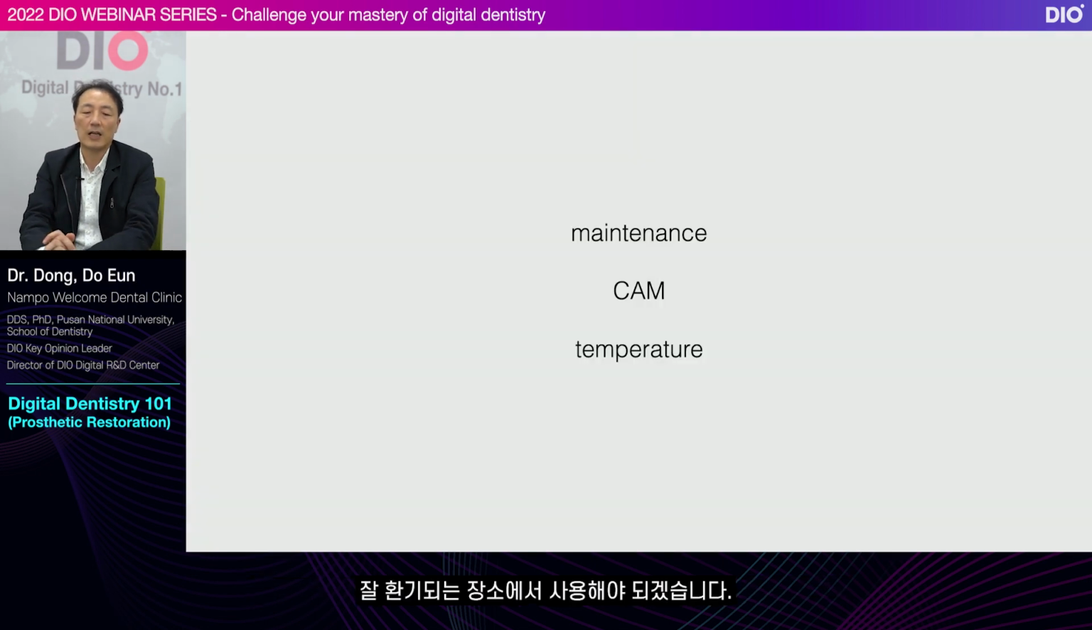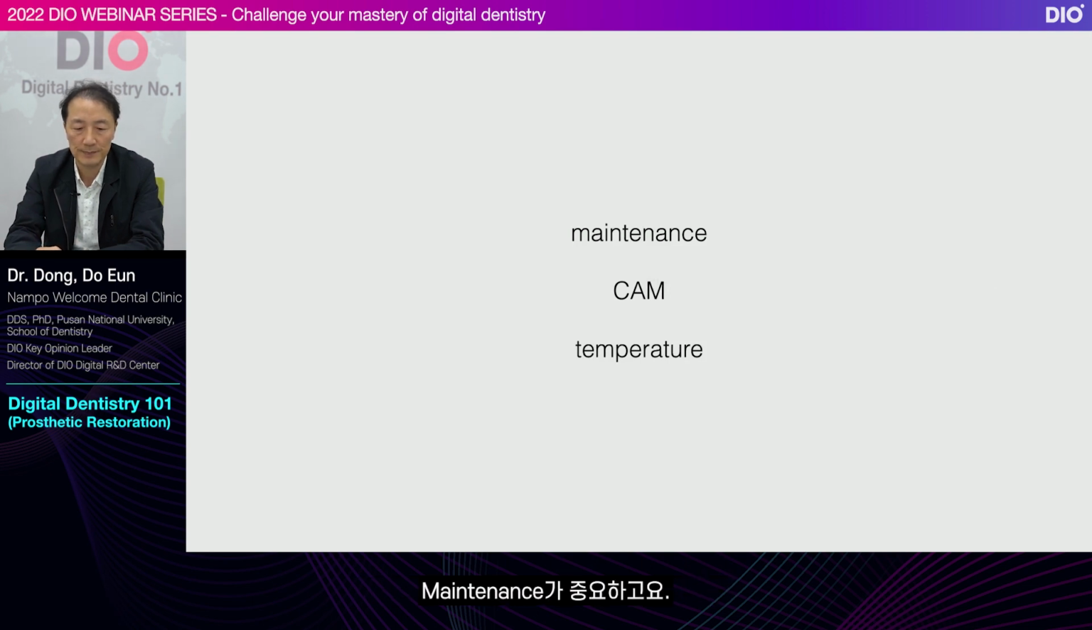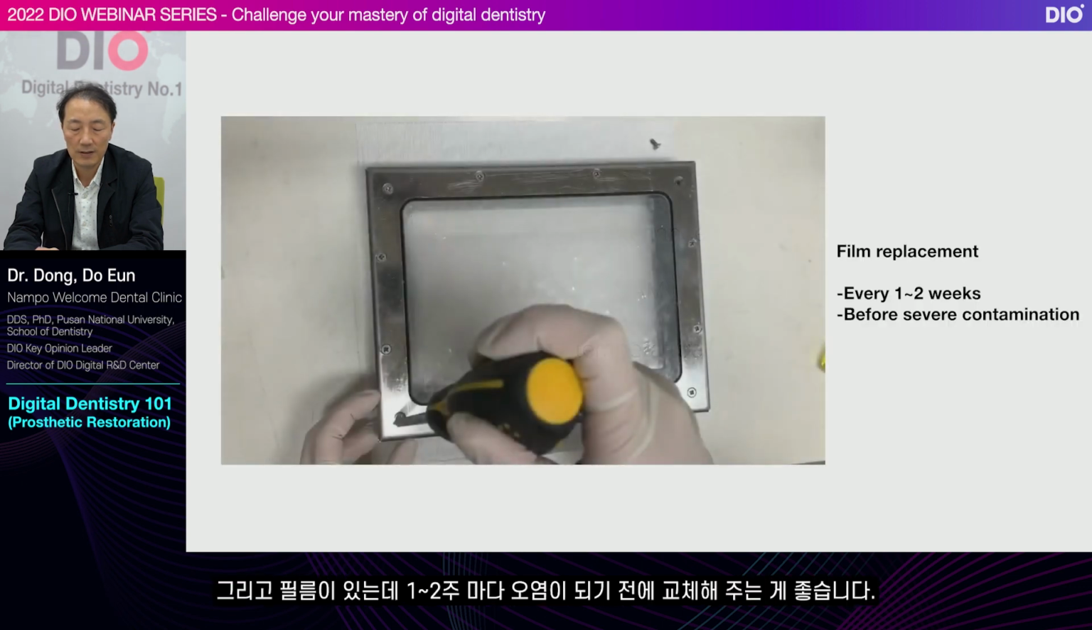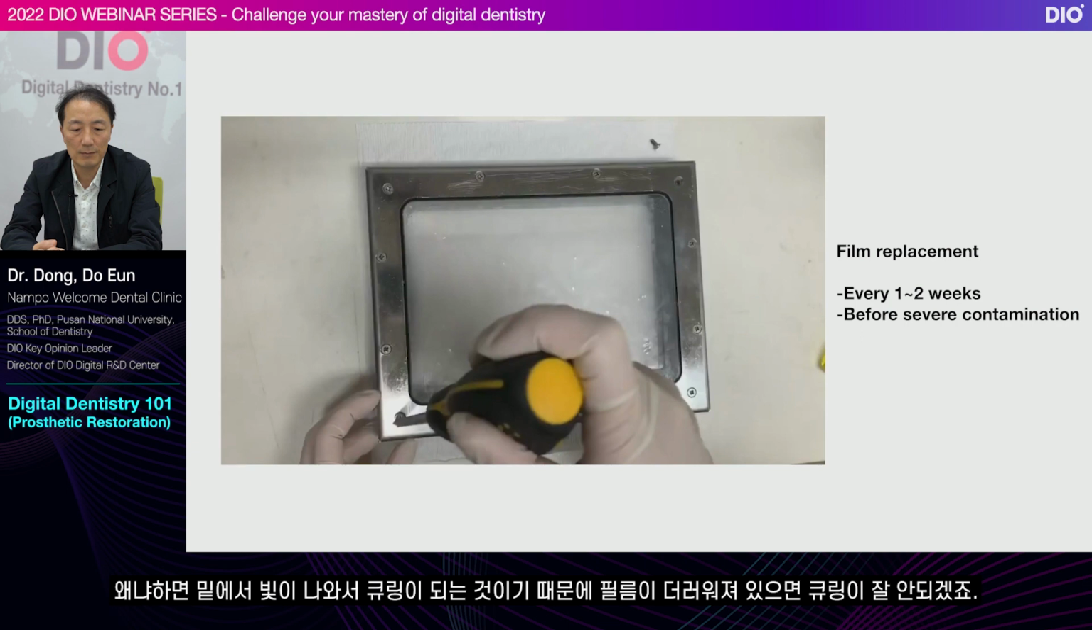It needs to be used in a well-ventilated place. Maintenance is important, and the temperature is also important. If the temperature is too low, it may not cure. And there is a film. It's good to replace it every 1 to 2 weeks before it gets contaminated. Since the light comes out from the bottom and cures, if the film gets dirty, it won't cure well.